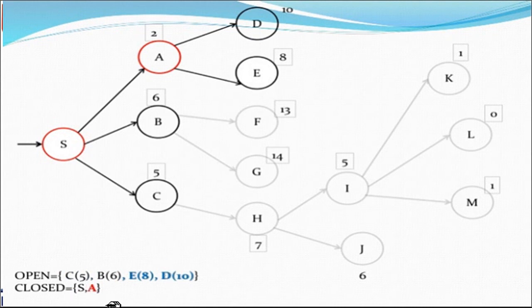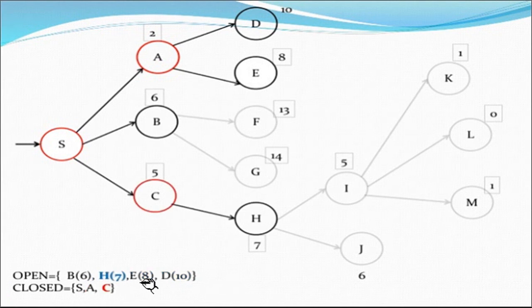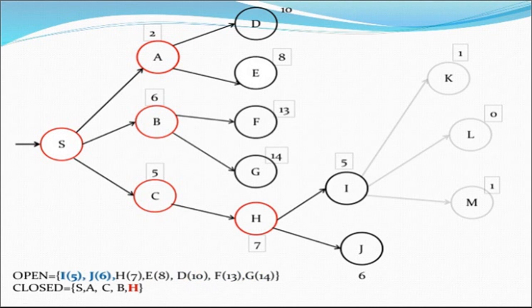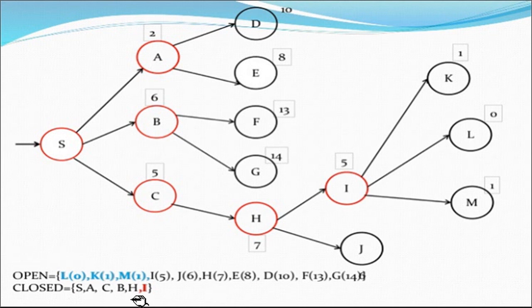Further, C is the best choice. Take C out of open and put it in closed, along with its heuristic. What are the children of C? It has one child, H, put over there in sorted order. B is next, put B in, expand it, and put its children in sorted order. Next, H comes over here. I and J are its children. Next, I is the best choice. So the best choice always goes to the closed list. Now I goes along with its children in sorted order.